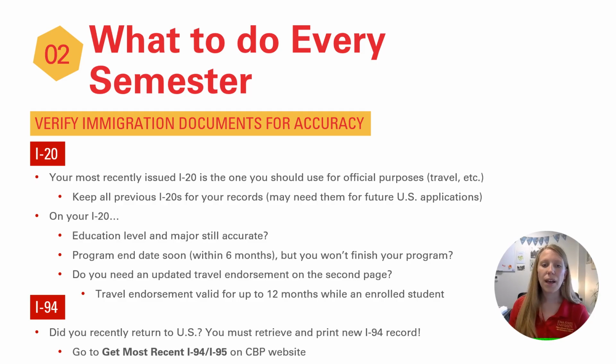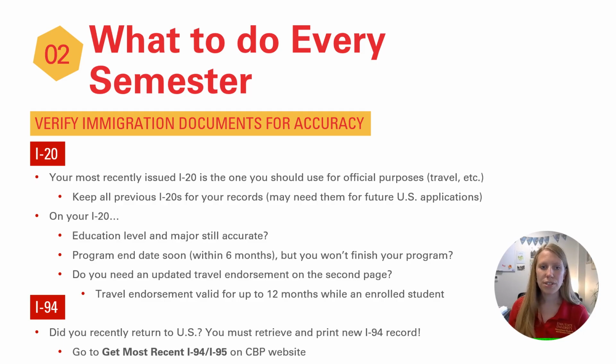Some items to verify on your I-20 include making sure that your education level and major listed are still accurate. You will also want to check your program end date. If your program end date is within 6 months of the date you checked, but you will still need more time, you will need to request an extension. The last item to verify on your I-20 is the travel endorsement on the second page. This is most important if you have plans to travel outside of the U.S. Travel signatures are valid for up to 12 months while you are an enrolled student.